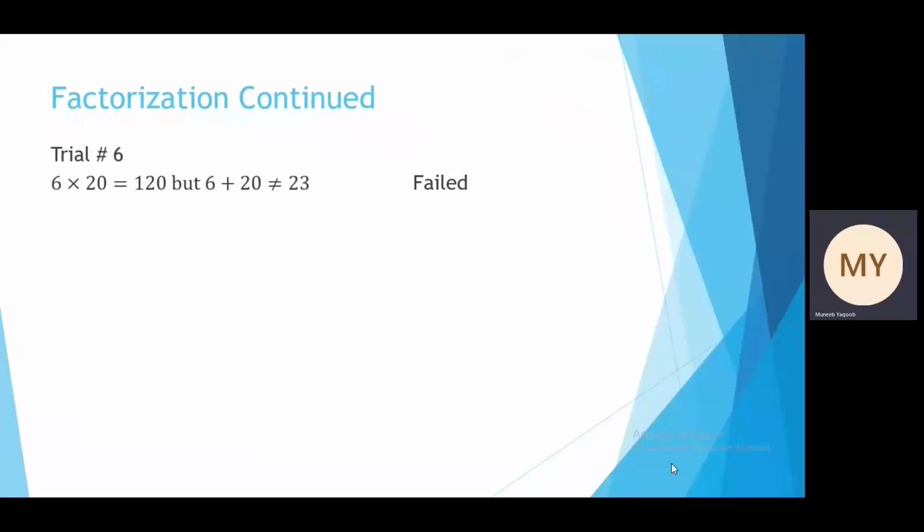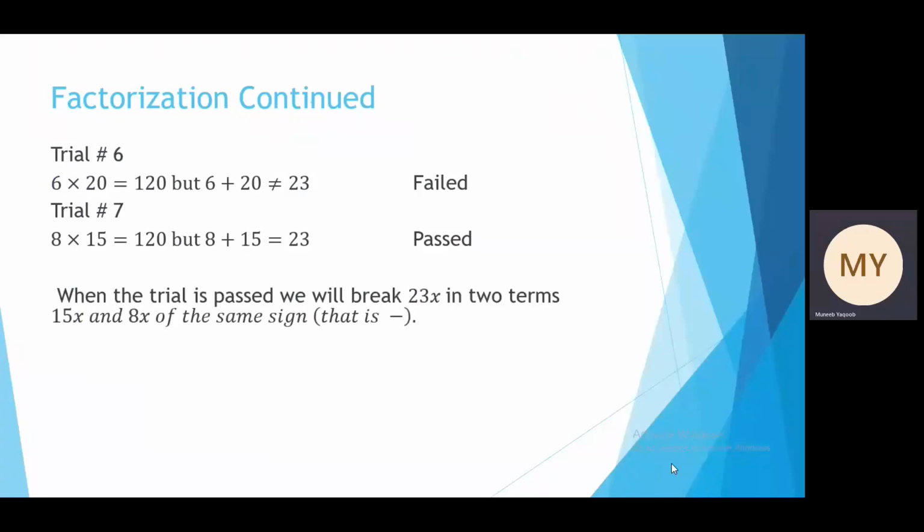So the trial failed. Finally, in trial number 7, we will take 8 multiplied by 15, which is equal to 120, and 8 plus 15 is 23. So the trial is passed. When the trial is passed, we will break 23x into two terms, 15x and 8x of the same sign, that is the negative sign. Hence, our equation will become 3x squared minus 15x minus 8x plus 40 equals 0.